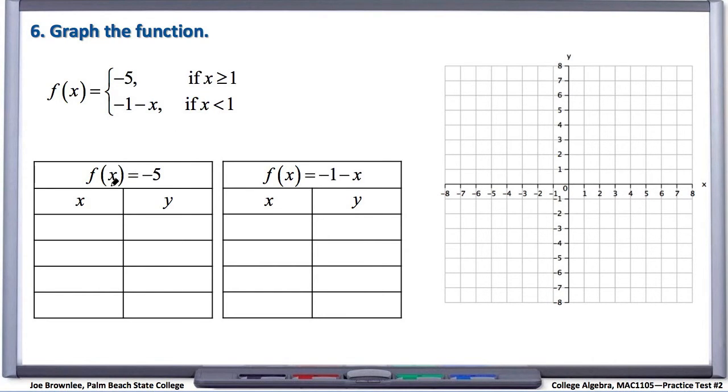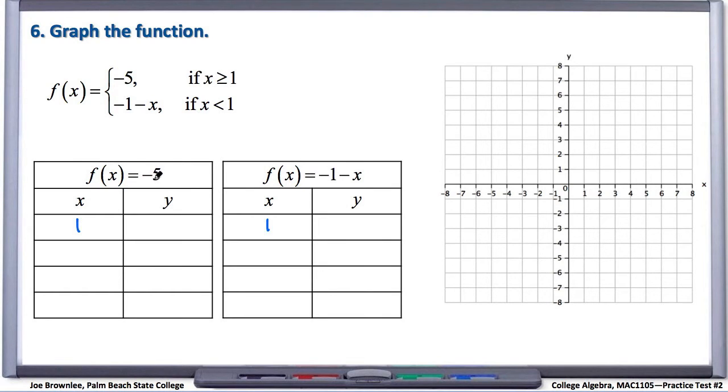This first table here, f of x equals -5, is for the first piece. F of x equals -1 minus x is for the second piece. And notice that the domain restrictions for both pieces here revolve around +1. So we're going to let +1 be the first x entry for each of our tables. And then from there, we'll use the inequality, the domain restriction, to help us find the remaining x values.